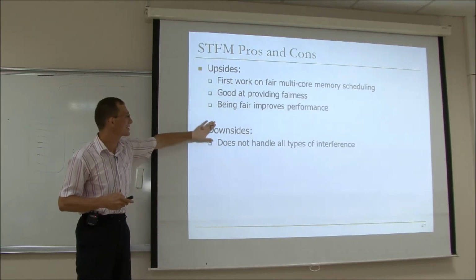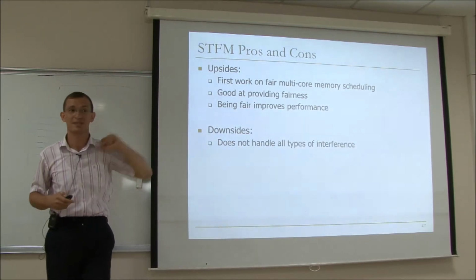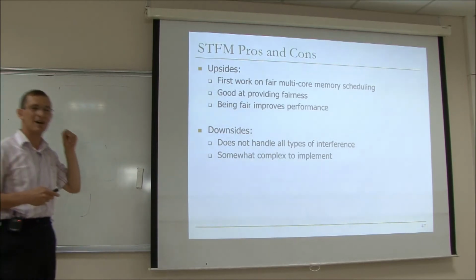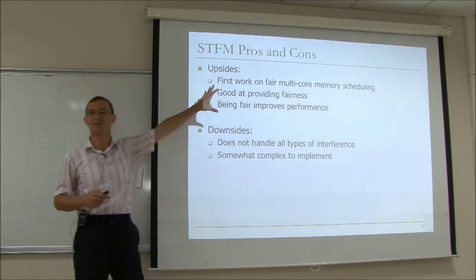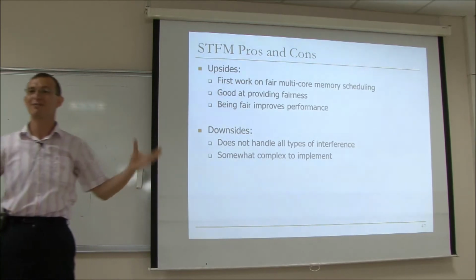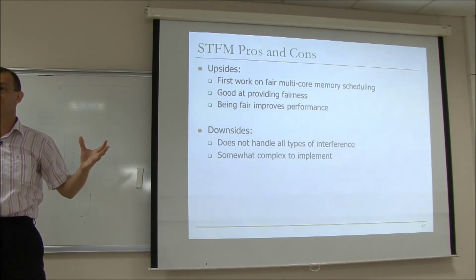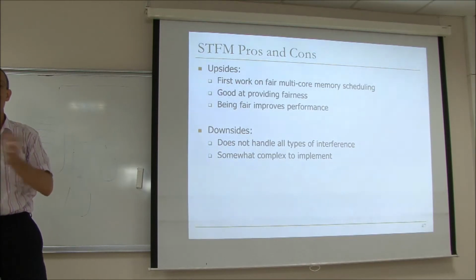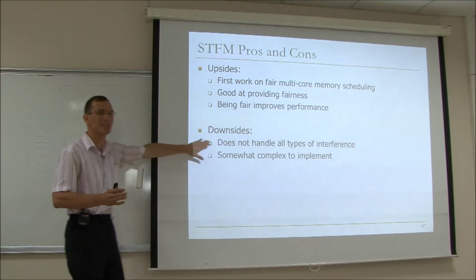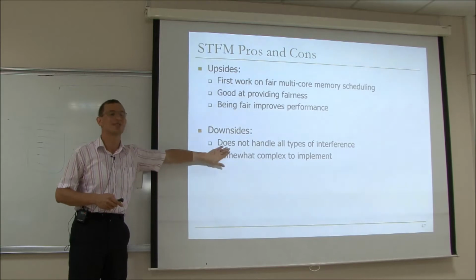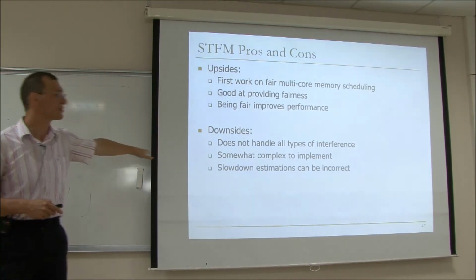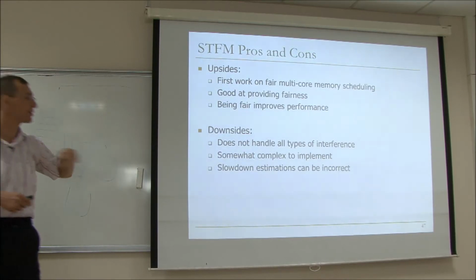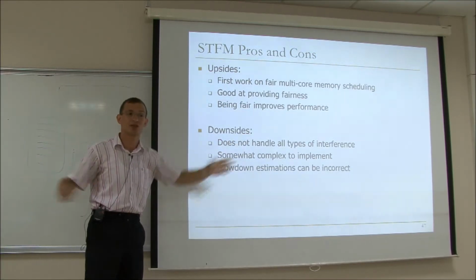Downsides: it doesn't handle all types of interference, as I will show you. It's somewhat complex to implement. It's actually complex to implement if you want to do exact slowdown estimation. Basically, you need to model everything in a memory controller for every thread. And that's very tough. We didn't do that, of course. We approximated. But once you approximate, your slowdown estimations can be incorrect. Right? So in fact, I will show you results later on that the slowdown estimations are incorrect by 30% across a large variety of workloads.